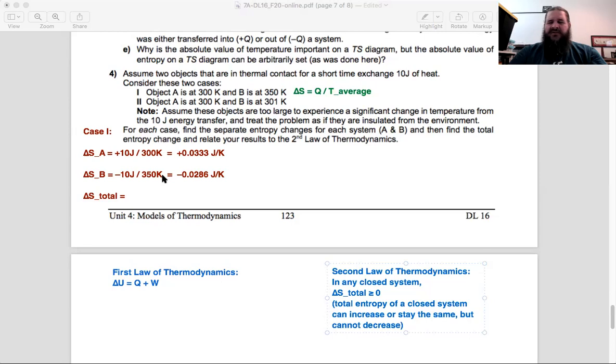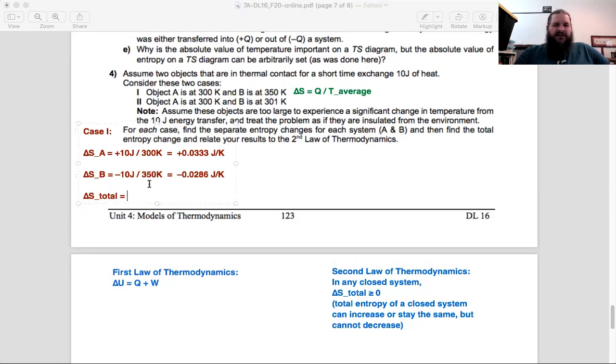Is object B a closed system? Or what's it interacting with? Right, object B is interacting with object A. So it's certainly possible for B to decrease entropy, and in fact it does, because it's interacting with something else that's increasing entropy even more. If we want to apply the second law of thermodynamics, we should look at the whole system, because A and B together form a closed system.